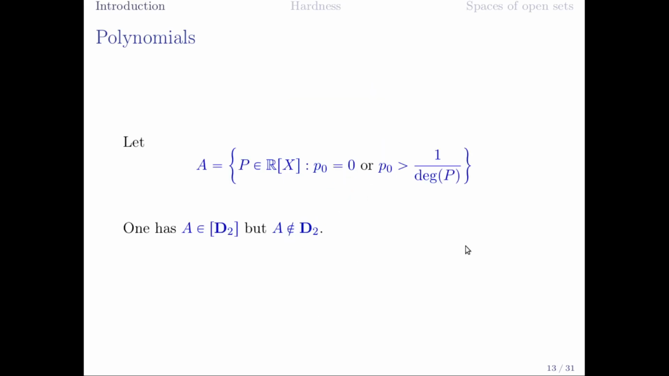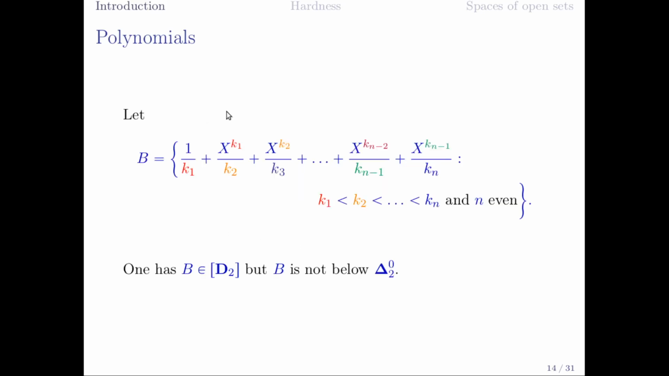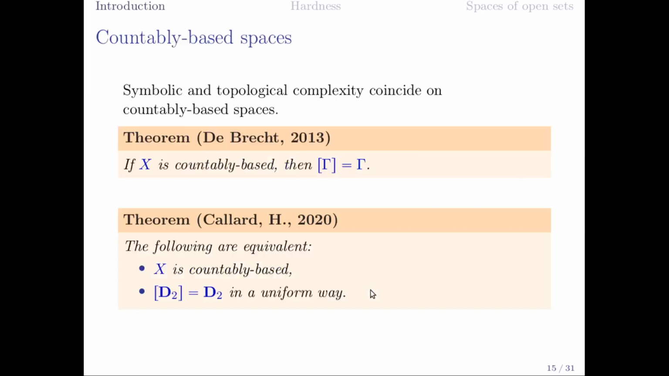I just put quickly examples of sets witnessing the difference. I won't insist on them, but you can pause and try to see a set which has symbolic complexity Δ2 but not topological complexity Δ2, and the worst one is this more complicated set which has symbolic complexity Δ2 but topologically it's not below Δ2. It is Δ2 but not below.